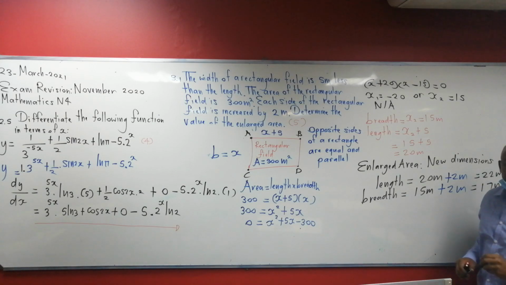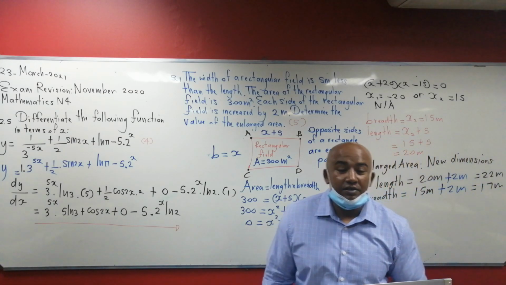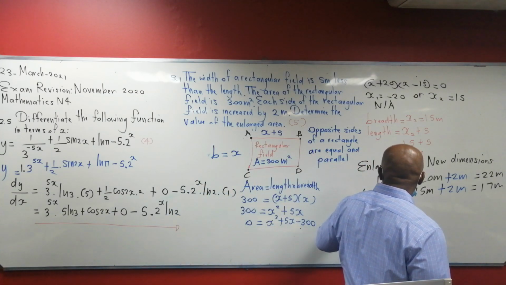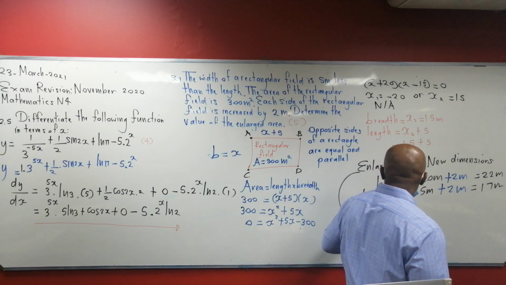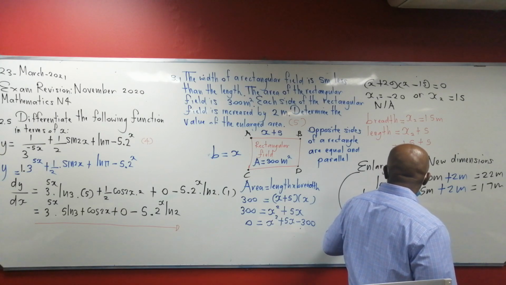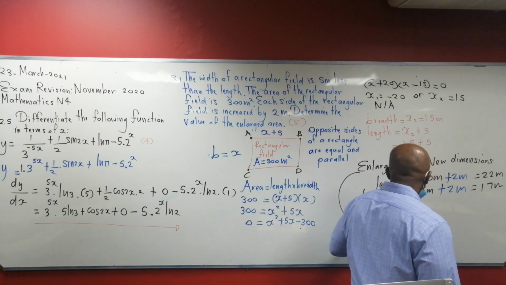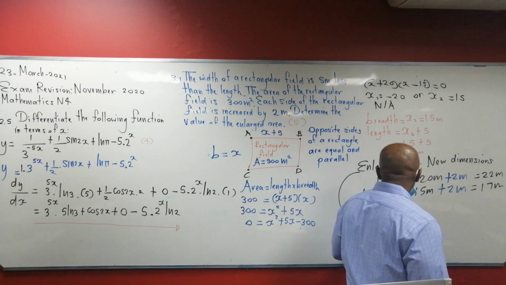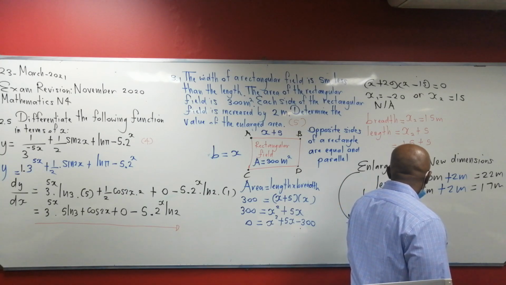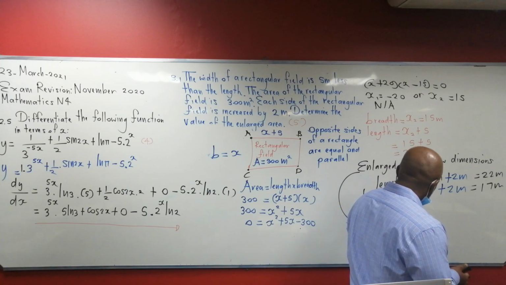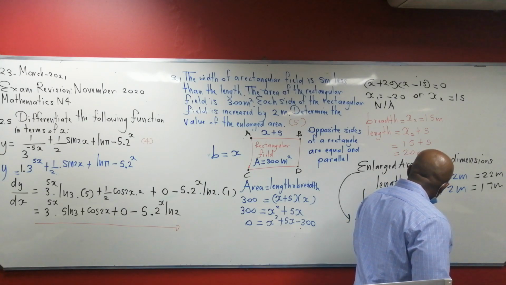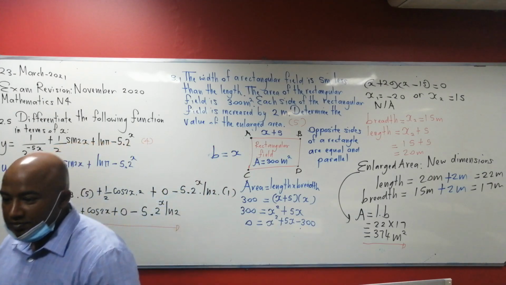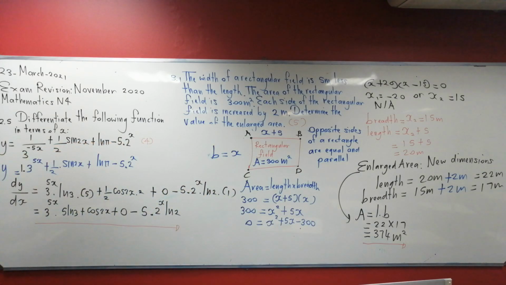What is the new area? 374. So therefore the enlarged area, which is 22 times 17, is 374 square meters. So that was 5 marks. So that was your word problem.